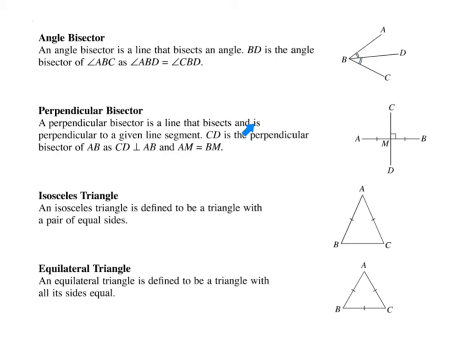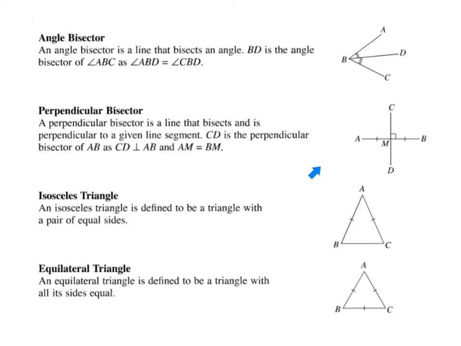The second one that we're going to talk about is the perpendicular bisector, which is also a line segment that bisects, and not only does it bisect, it is also perpendicular to a given line segment. So you can see that AB is cut in half by the line CD, which cuts it into two equal parts, and it also cuts at a 90-degree angle. So the line CD is what we call a perpendicular bisector because it cuts AB into two equal line segments, as well as cutting at a 90-degree angle.